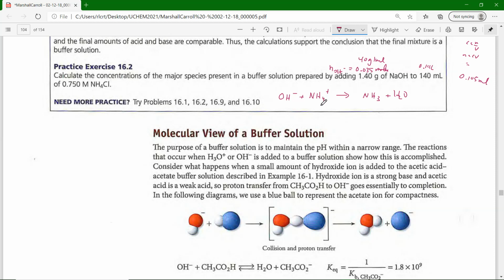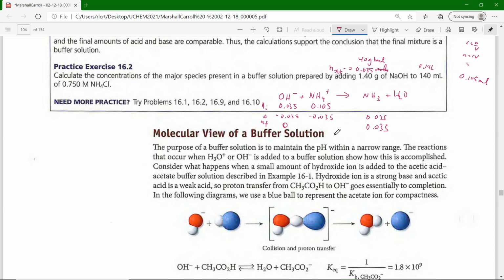The ammonium cation is part of the ammonium chloride buffer. I can't just pour in an ammonium cation. I have to pour in some salt of ammonium, so ammonium chloride. The chloride just swims around doing nothing. So my initial number of moles in terms of this reaction, OH minus is 0.035, NH4 plus is 0.105, then the change, and then N final. So the OH minus is the limiting reactant. That's a good thing. And then my NH3, I create 0.035.